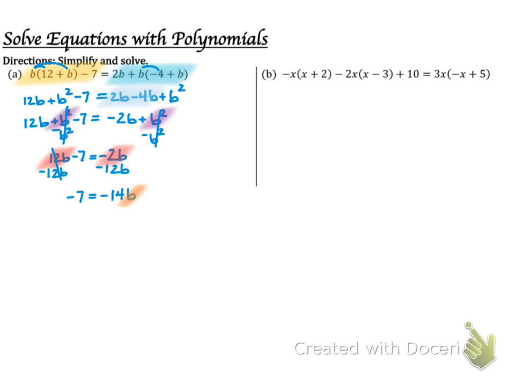I'm trying to solve for the B variable, so I divide both sides by negative 14, and that simplifies to a positive 1/2, and that equals B. I now have B by itself, so that's my final answer. I want you guys to pause the video and try B on your own, and then go ahead and play and double check your work.